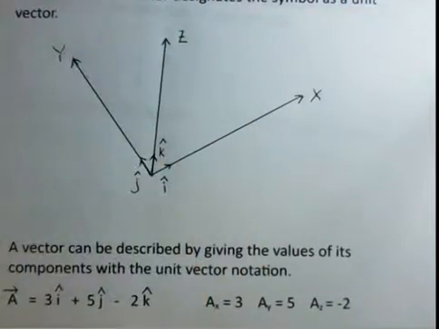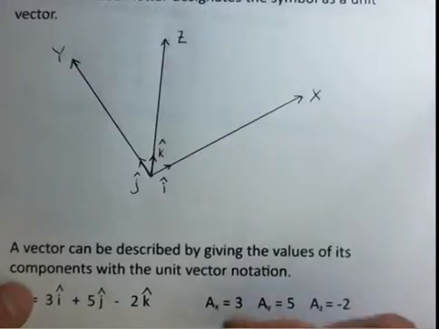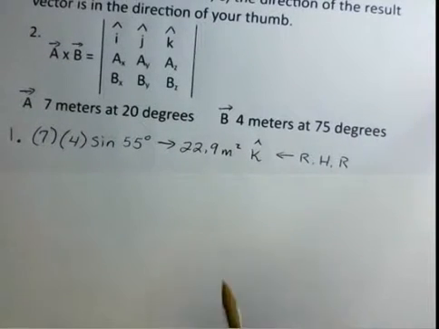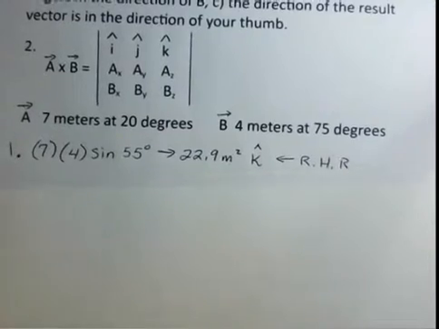fingers shows the direction of the vector. So it's in the z direction. That's a k unit vector. So I have 22.9 in the k direction. That's from the right-hand rule.